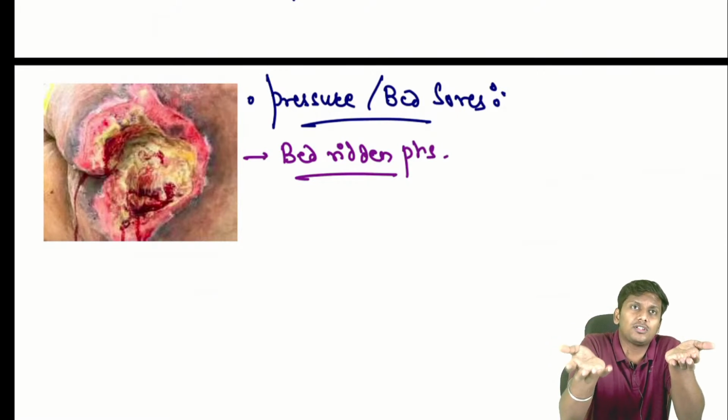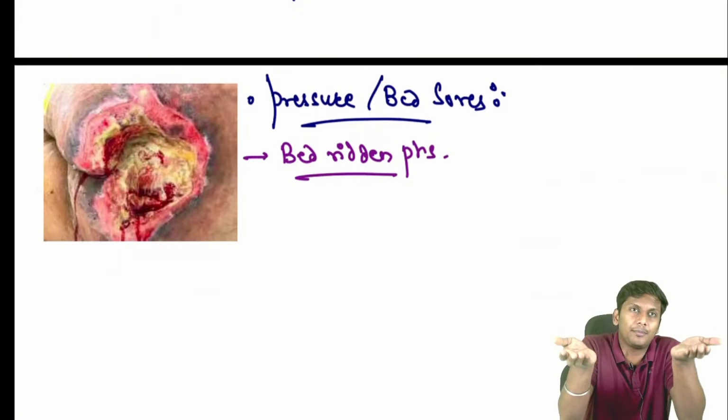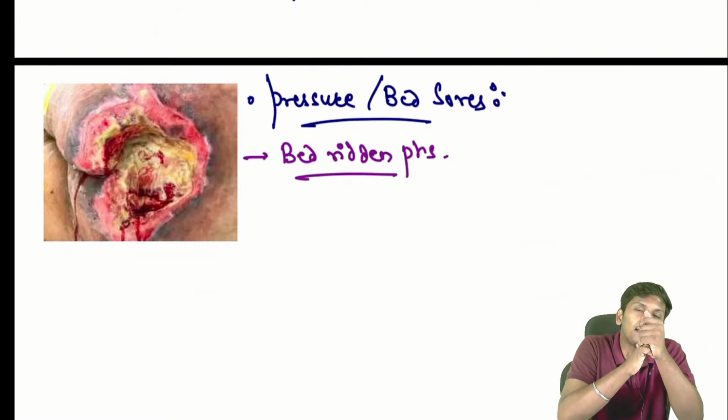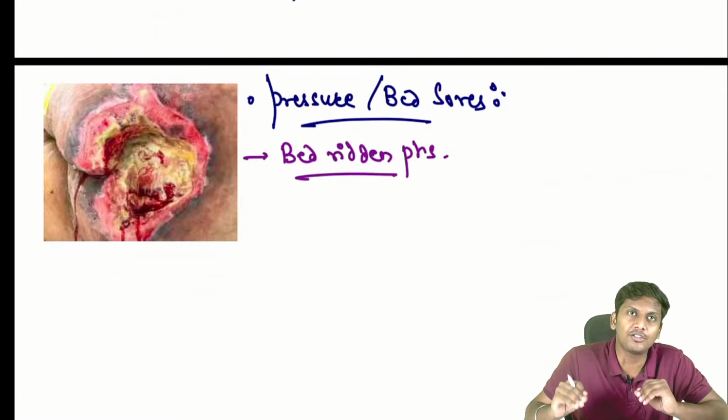There will be more pressure on the ischium because you usually sit with the ischium at the base. Therefore, these can also develop at the ischium side as well. So these are definitely the various types of pressure sores or bed sores.